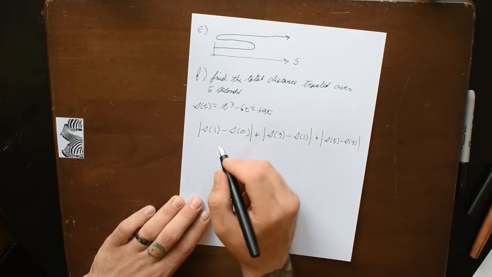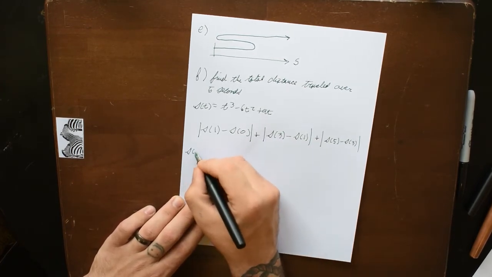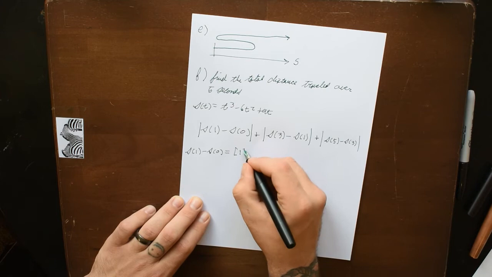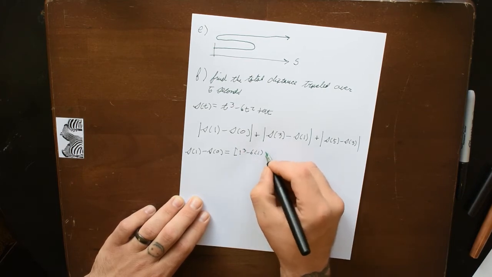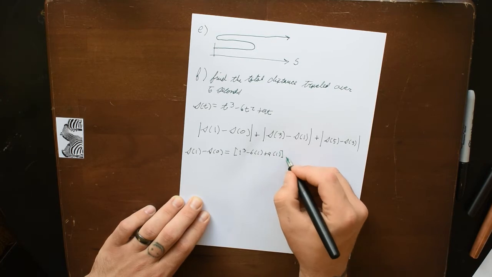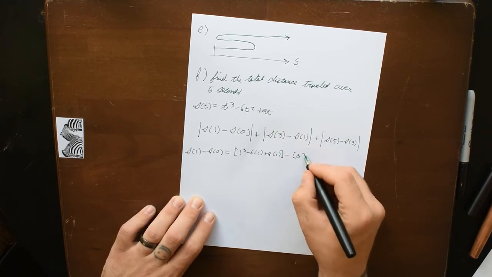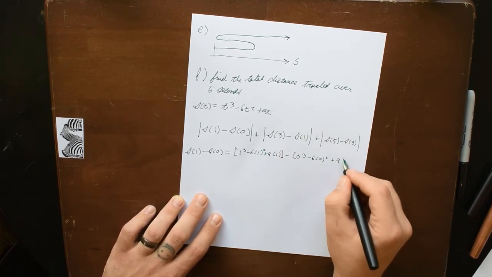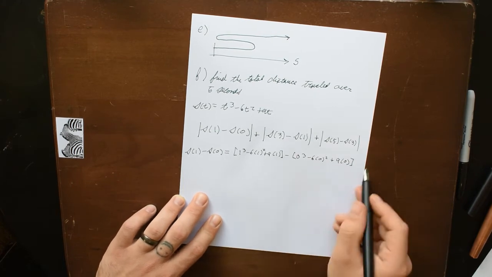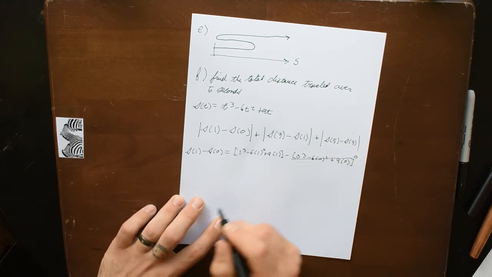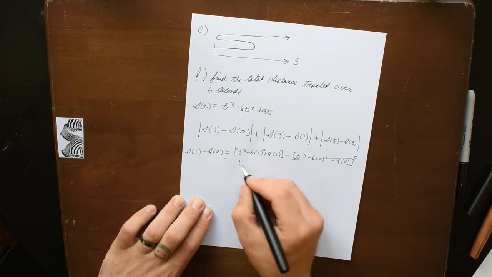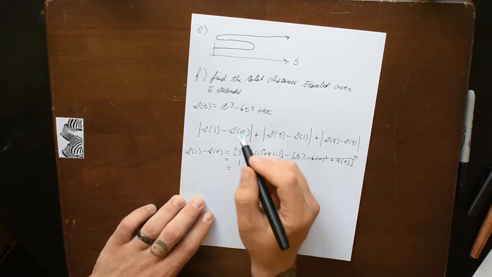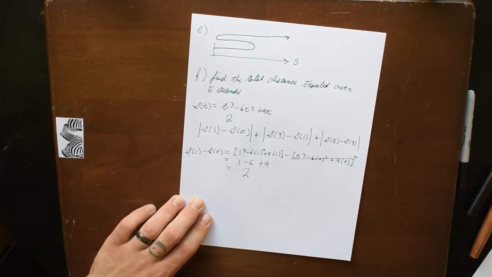The value for this absolute value, well, we'll just do this. S of 1 minus s of 0, that's equal to 1 cubed minus 6 times 1 plus 9 times 1, minus 0 cubed minus 6 times 0 squared, I forgot a squared there, plus 9 times 0. This whole final term is 0. This will be equal to 1 minus 6 plus 9, which is equal to 2. So we get this value to be 2.